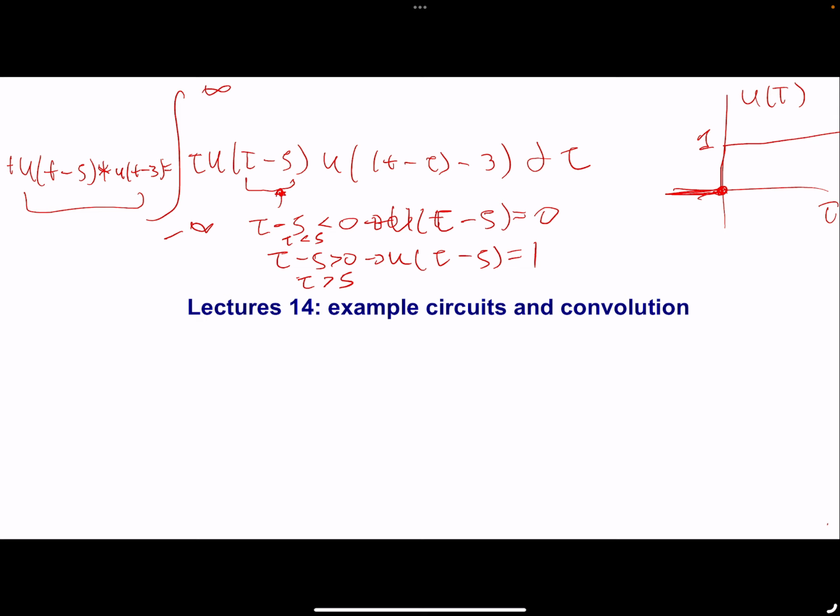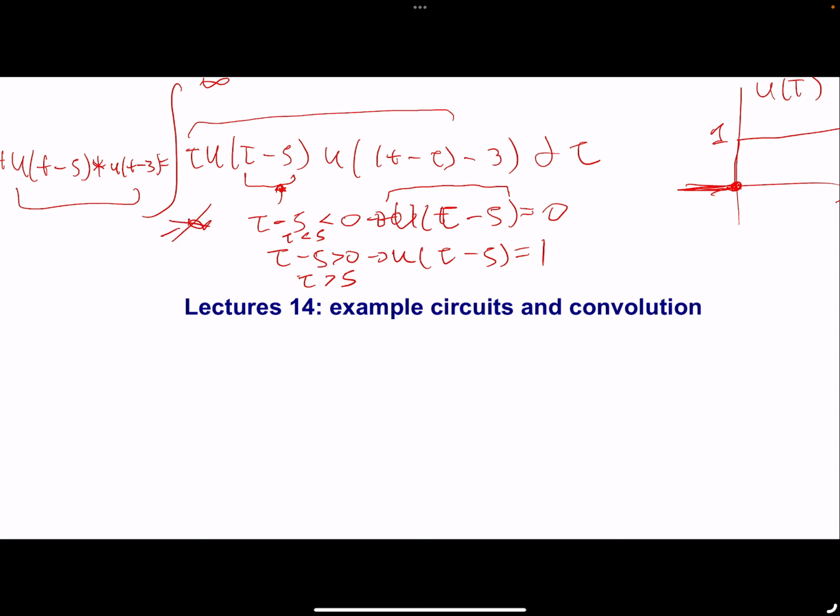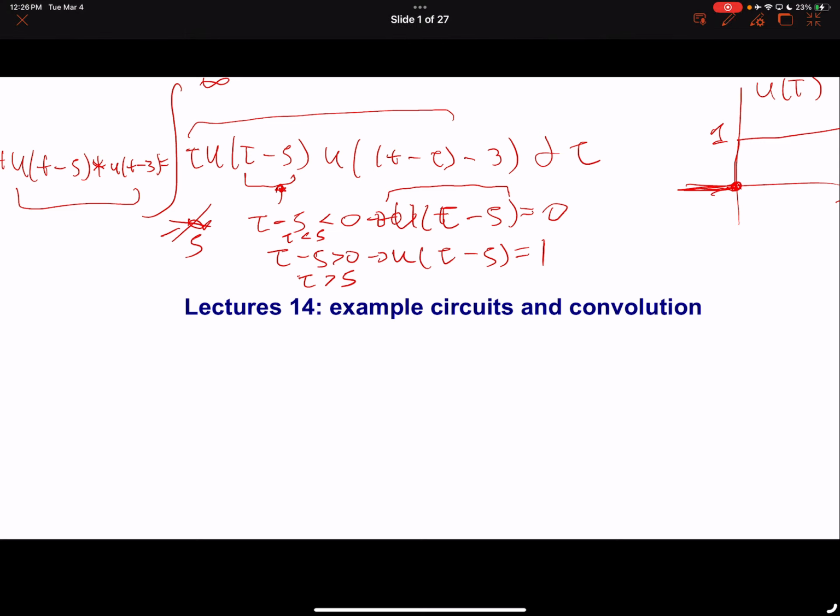Okay, so since we know that this thing is 0 whenever tau is less than 5, what is the value of this integrand when tau is less than 5? 0. So do we really need to do the integral from negative infinity to 5? No, because it's just going to be 0, so we can just replace this limit with a 5. Okay, so that's one thing we can do. So let me erase this.